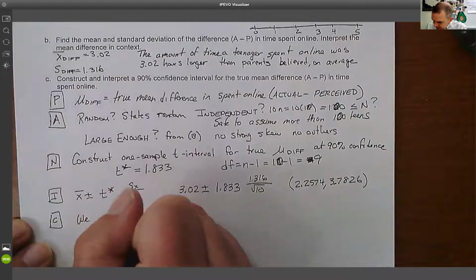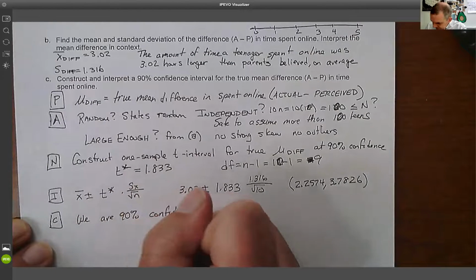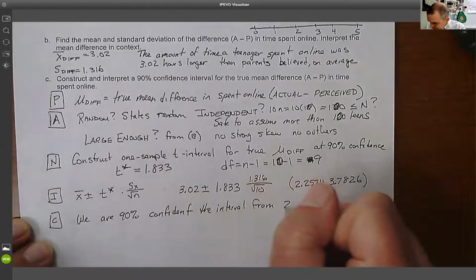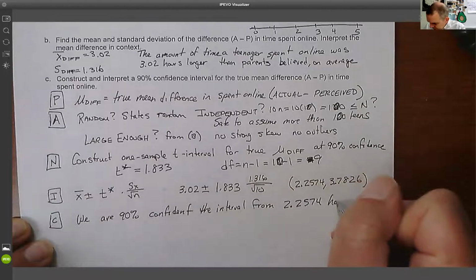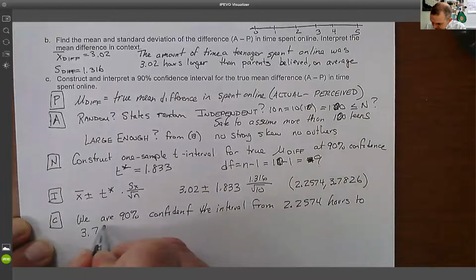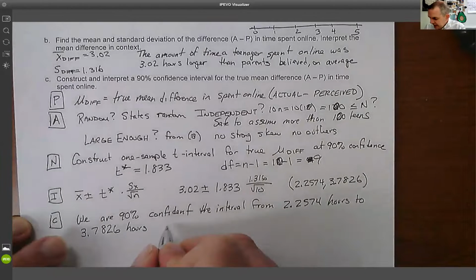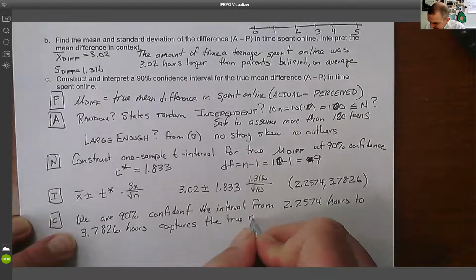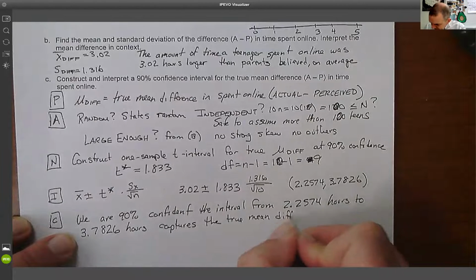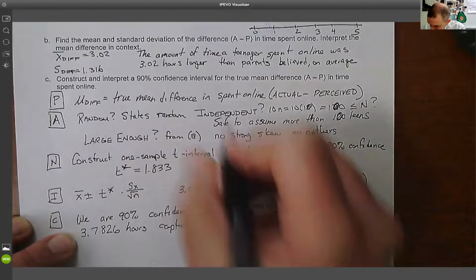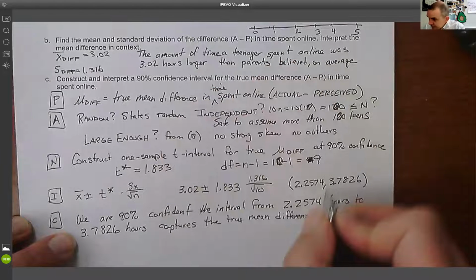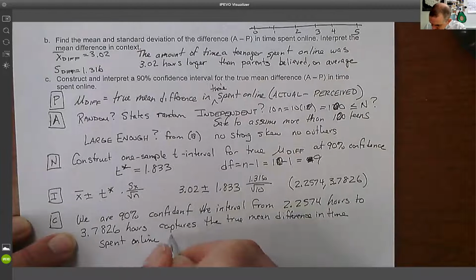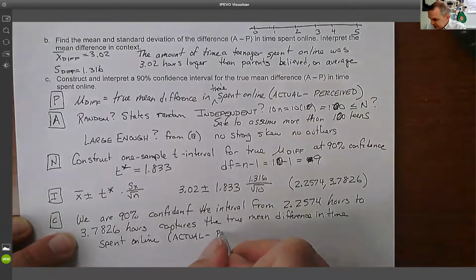We are 90% confident the interval from 2.2574 hours to 3.7826 hours captures the true mean difference in time spent online, actual minus perceived. And there's my interpretation.